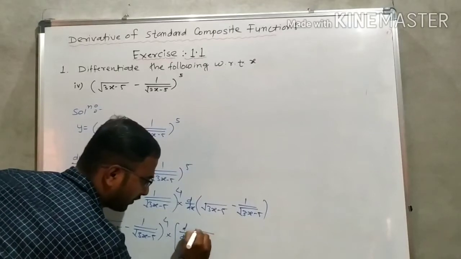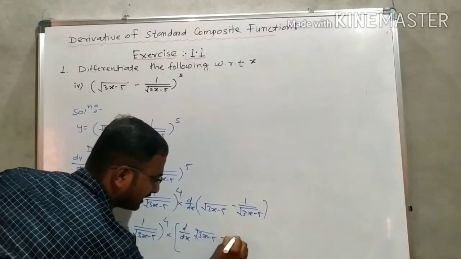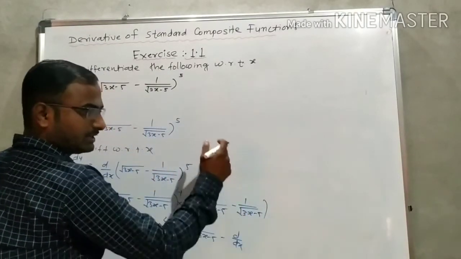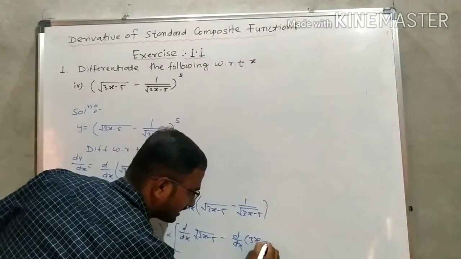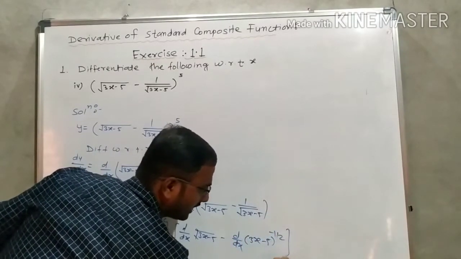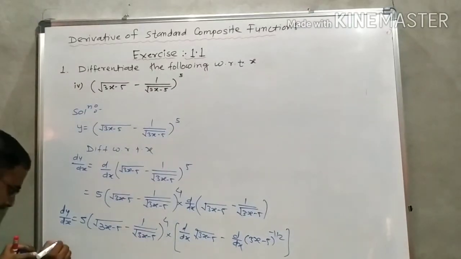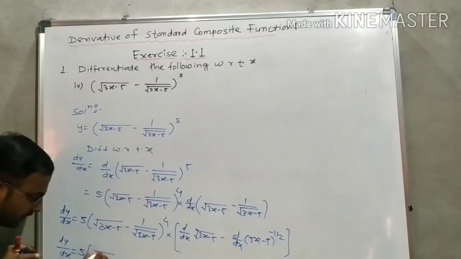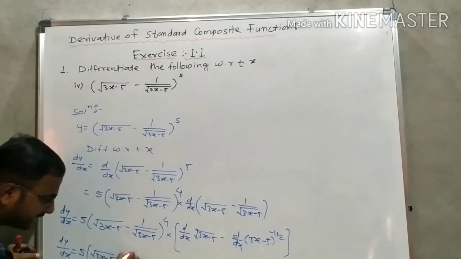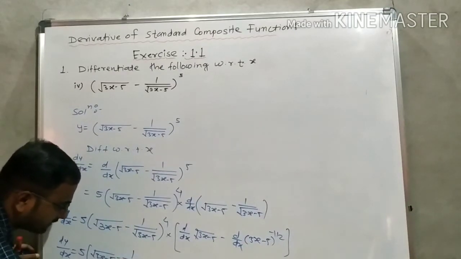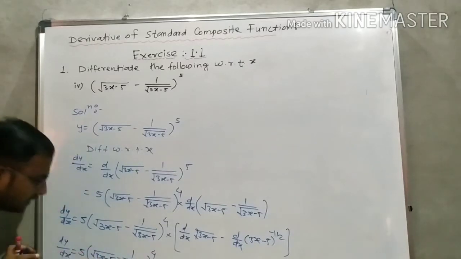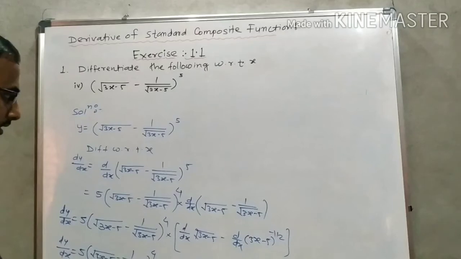the square root of 3x minus 5 minus the derivative of this term, which is power 1 by 2. So power 1 by 2 is a reciprocal, so the derivative of this term can be written as 3x minus 5 to the power minus 1 by 2. Okay, so next, dy by dx equals 5 into square root of 3x minus 5 minus 1 upon square root of 3x minus 5, bracket to the power 4, into.